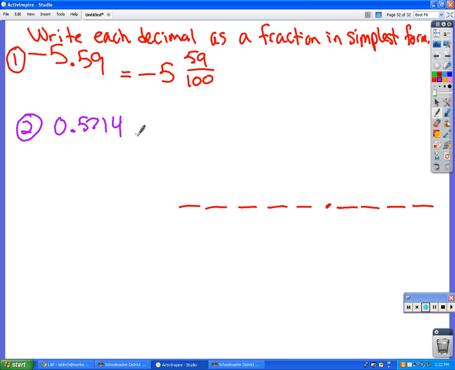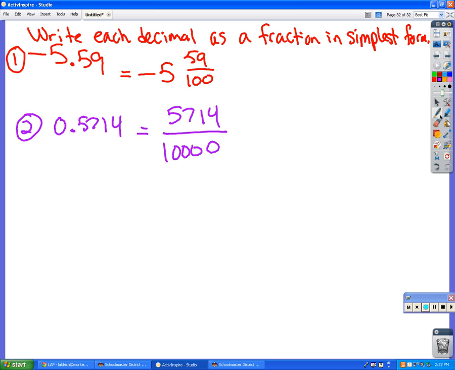So if I want to write this as a fraction, how many numbers are there after the decimal point this time? 4. So how many zeros do I need? 4. So I'm going to write 5714 over 1 with 1, 2, 3, 4 zeros. Okay? This one I can reduce. Can anybody think of an easy number that goes into both of those evenly? Okay, 2 goes into both of them evenly for sure.